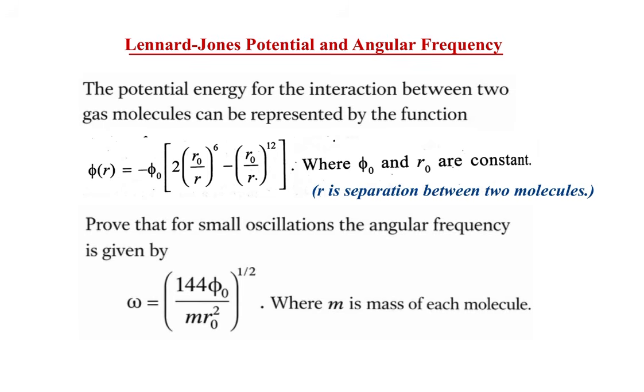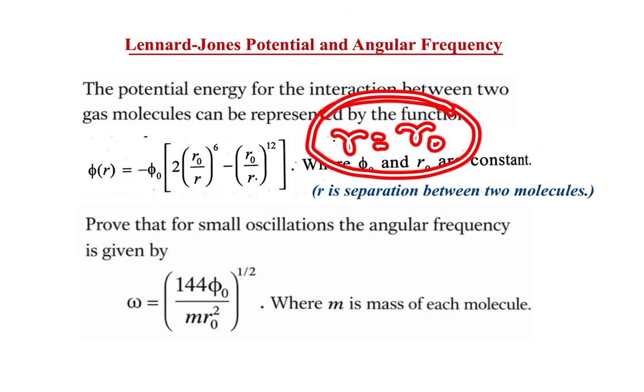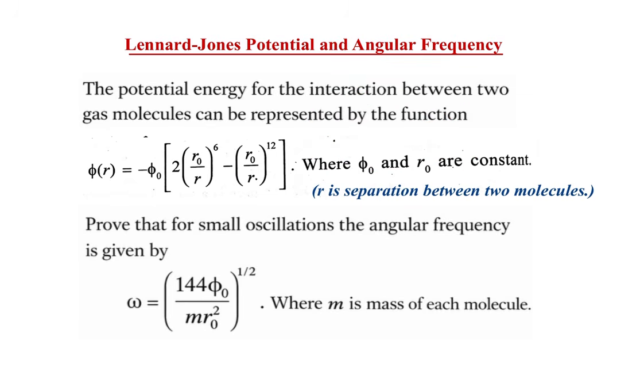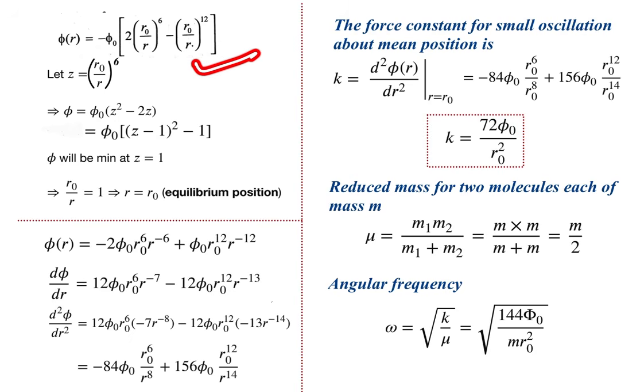As we know, oscillation is performed about the stable equilibrium position. So first of all, let us try to find what the stable equilibrium position is. If you have studied this function, you can conclude that r equal to r naught is the stable equilibrium position. But we will see how we can find the stable equilibrium position or the separation. So first of all, let us write this function. This is the function given.